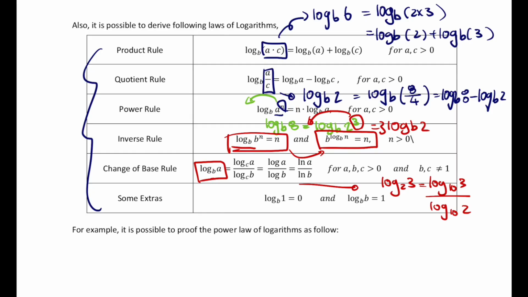And then there are some extras. When your number and the base are the same, it always equals 1. For example, when you have base 3 and the number is 3, it automatically equals 1. And if your number is 1, like in this case here, then it also equals 1.